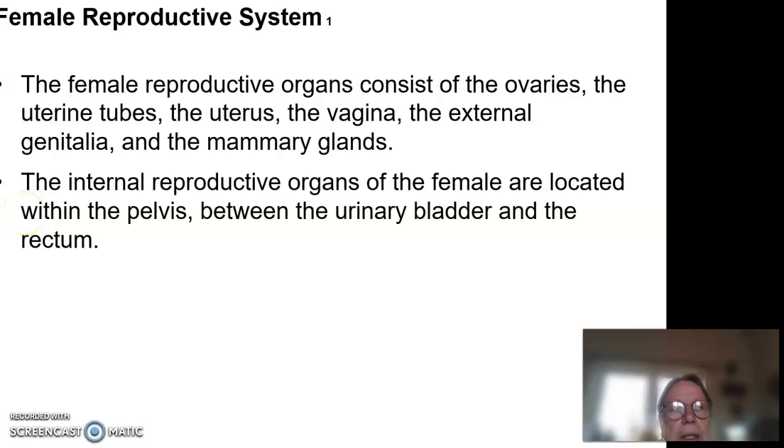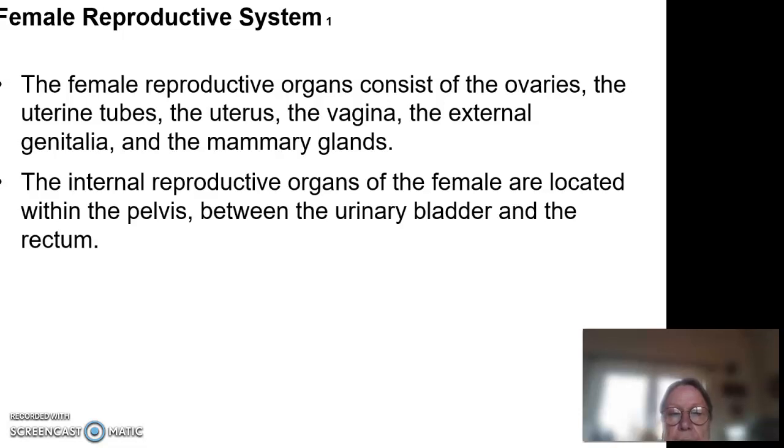Here we go again. This time, part 3 is about the female reproductive system. Again, it's just about the organs and what they do and how they function. The female reproductive organs consist of ovaries, the uterine tubes, the uterus, the vagina, external genitalia, and the mammary glands.